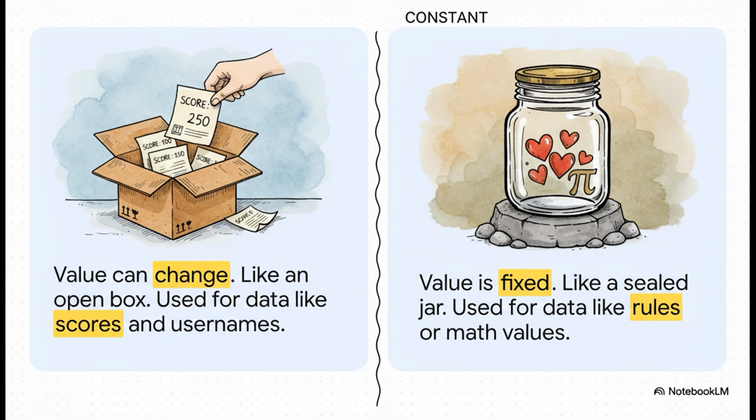So let's put them head to head just to make it crystal clear. Variables, their value can change. Constants? Nope, their value is totally fixed. A variable is like your open storage box, perfect for things like scores or names. A constant is your sealed jar, perfect for things like game rules or fixed numbers. Knowing when to use which one is a huge part of writing smart code.